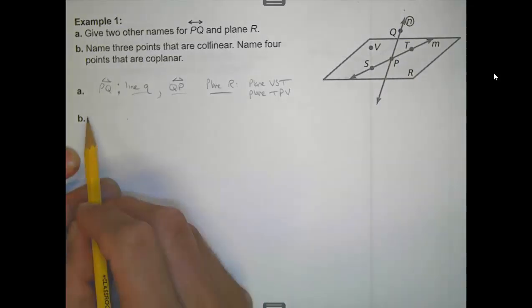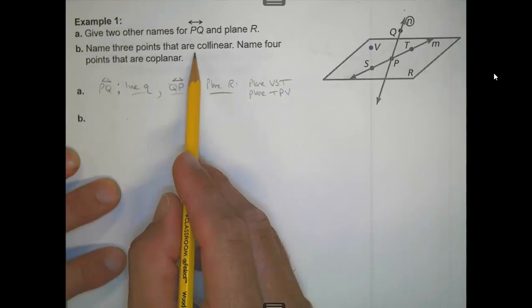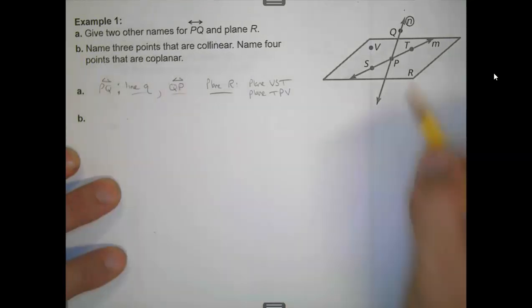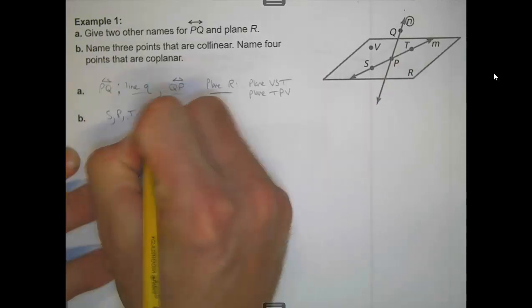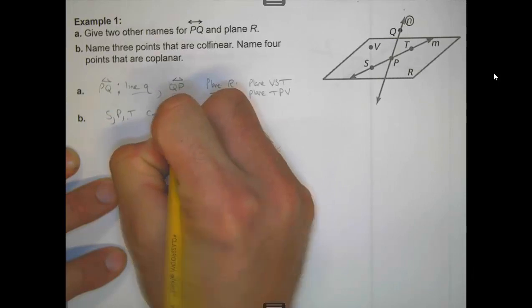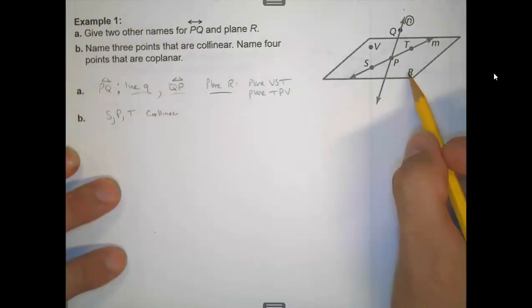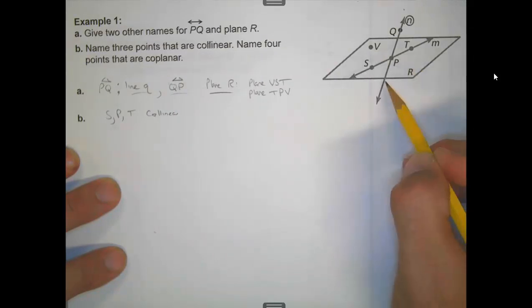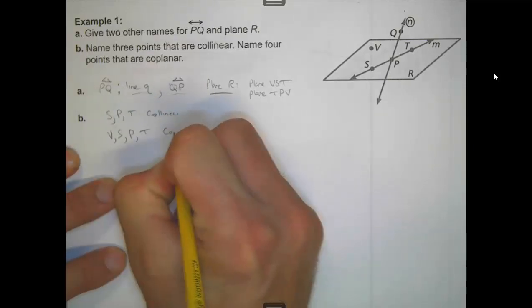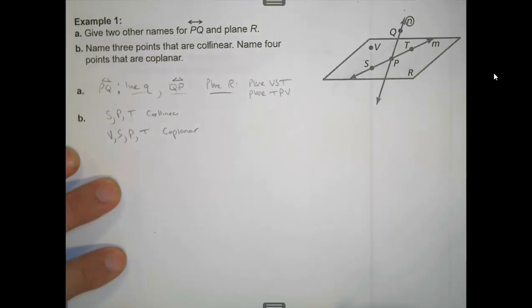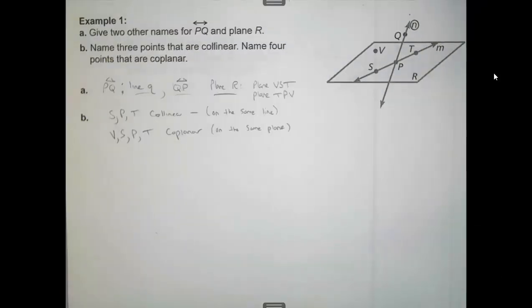All right. B says name 3 points that are collinear. So let's do that first. 3 points that are collinear. We just talked about SPT. So points S, P, T are collinear. And then name 4 points that are coplanar. Coplanar means they lie on the same plane. So let's do V, S, P, T. V, S, P, T would be coplanar, lying on the same plane. And I've got a quick definition next to both of them if that helps you.